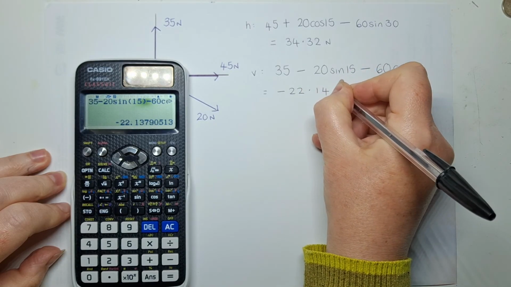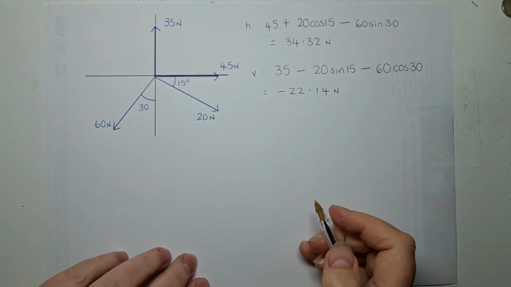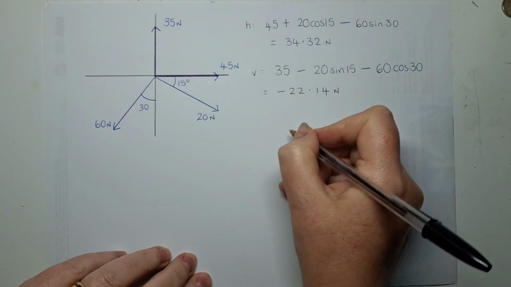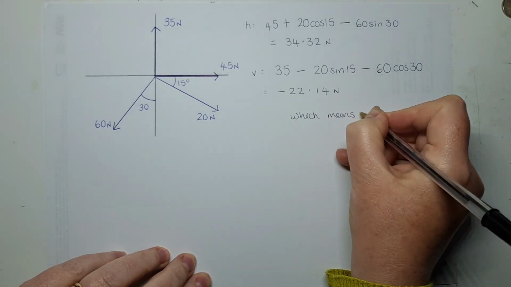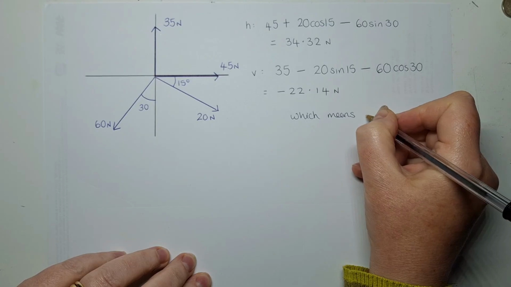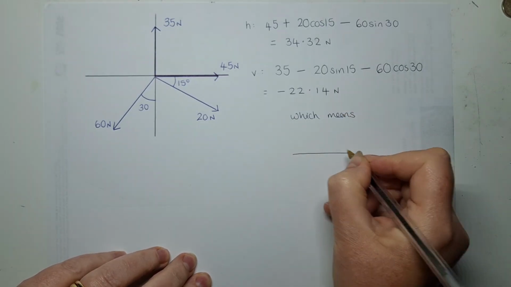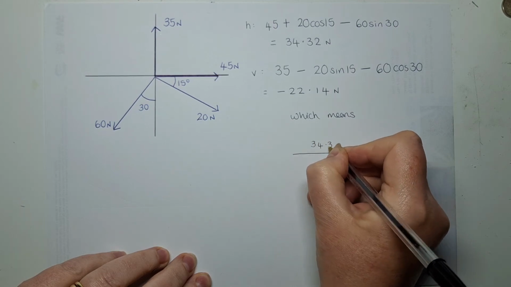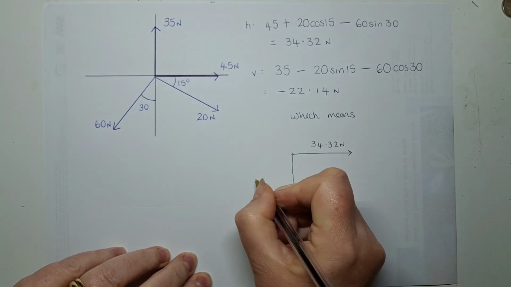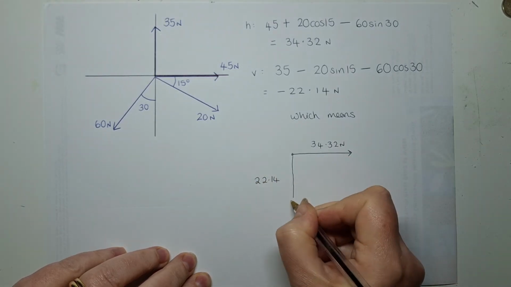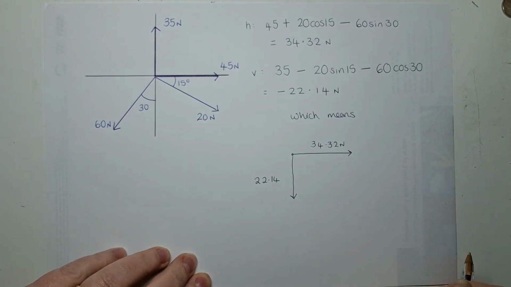Let's write it as 22.14 downwards. So what we've done is we've worked out that it is sort of the same as a horizontal force of 34.32 and a downwards force of 22.14. Okay, that's basically what those four forces are the same as.